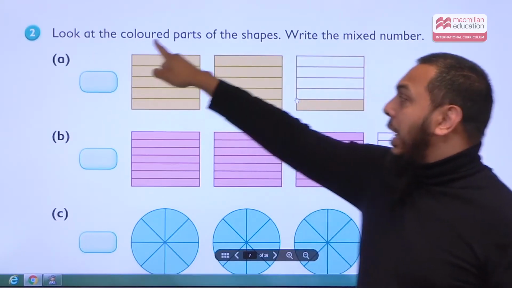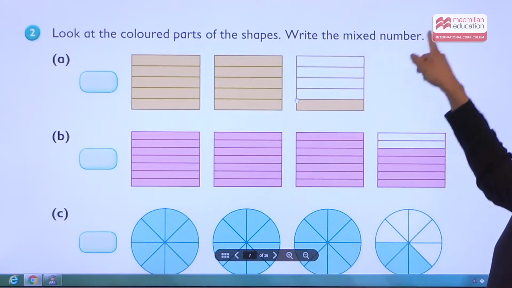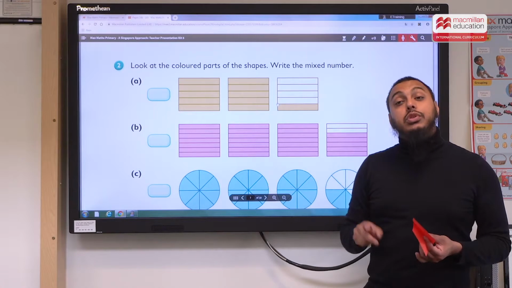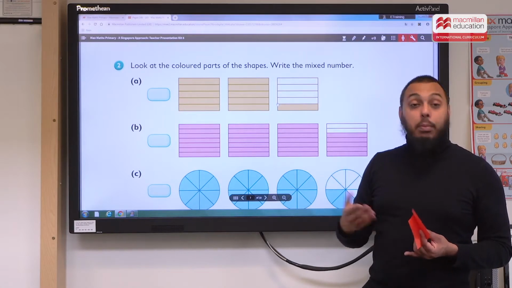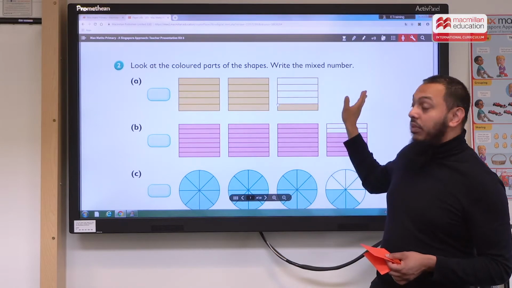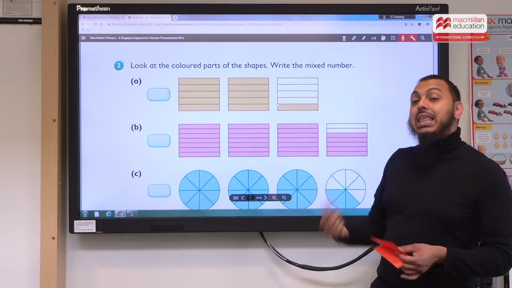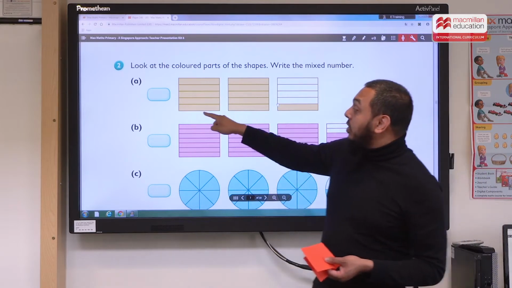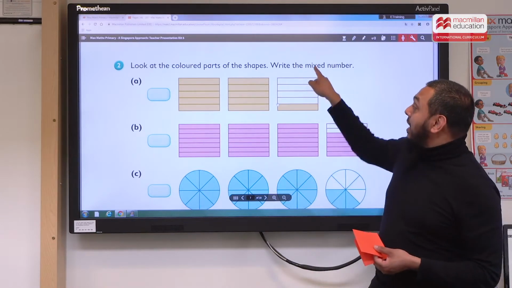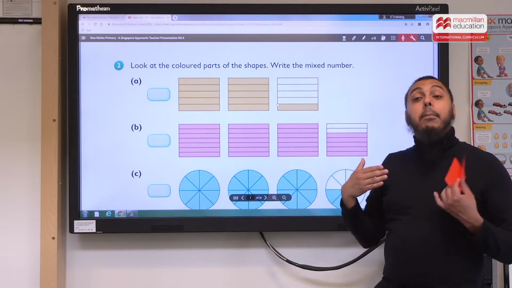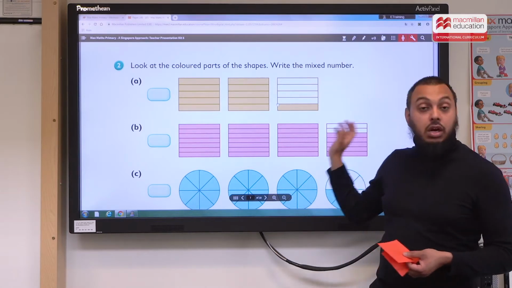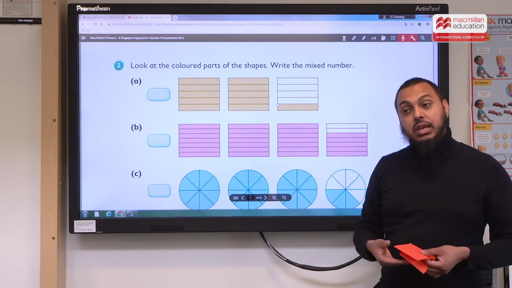Another thing that I did to differentiate, even in this task in the lesson, in the question, what does it say? Look at the colored parts of the shapes. Write the mixed number. I asked them, once you finish writing the mixed number, I want you to then write down the improper fraction. So they worked out the mixed number, in this case 2 and 1/5, and then I asked them to write down the improper fraction, which was 11/5. So that's part of the lesson. It doesn't say here to find the improper fraction, but as a teacher, I know that's going to come up, so I can assign that task for them. That's another way to differentiate.